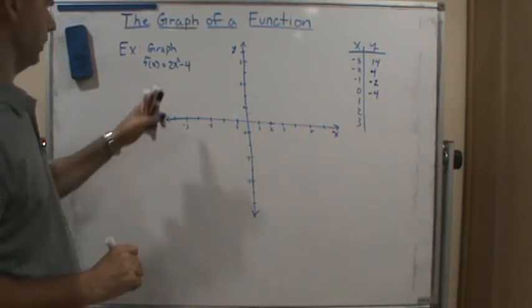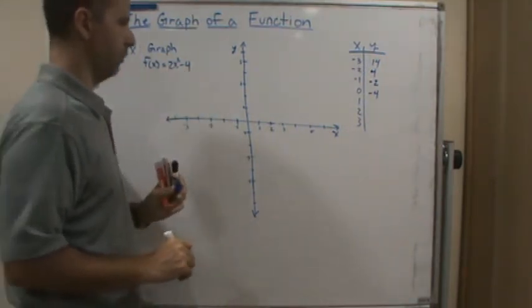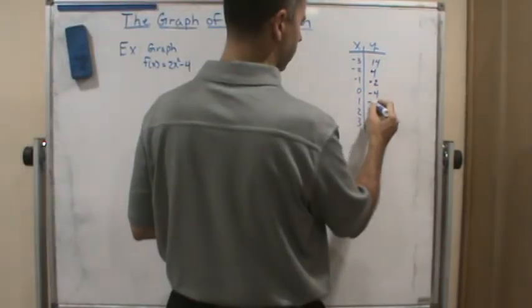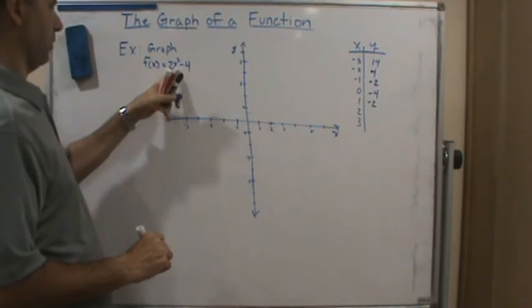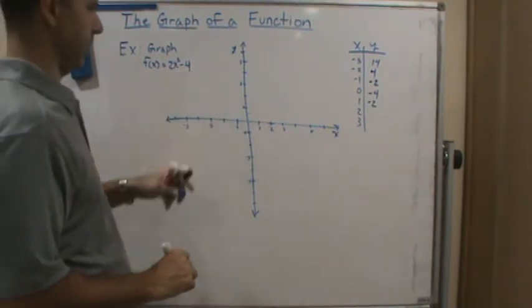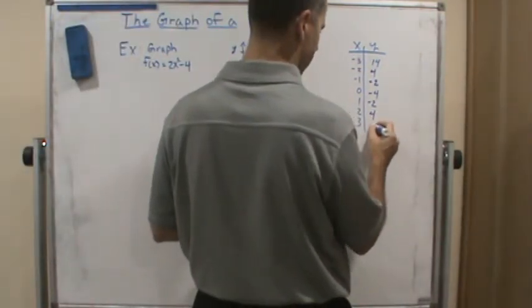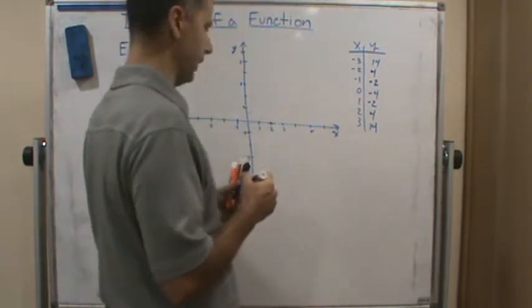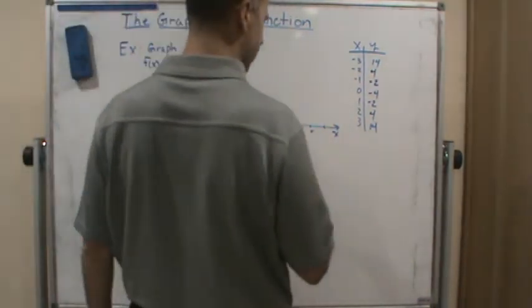And then 1 squared is 1, times 2 is 2, minus 4 is -2. And 2 squared is 4, times 2 is 8, minus 4 is 4. And so we see this pattern again. So now let's plot these points.